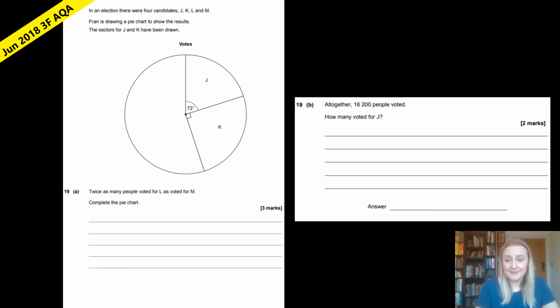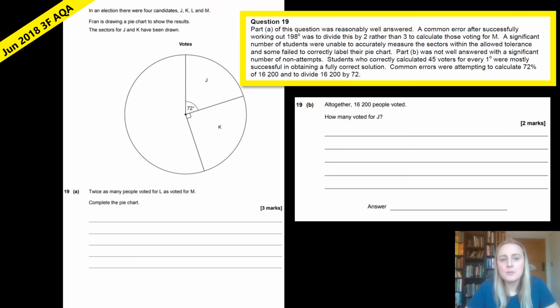Students really struggle with that. Let's have a look at the examiner feedback. So they're saying that part A was reasonably well answered, although I think perhaps that was just students getting marks for working out that basic angle bit. It says a common error after successfully working out 198 was to divide the section into 2 rather than 3.